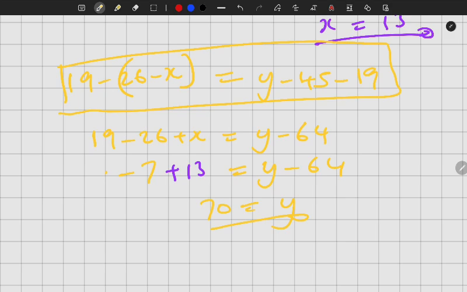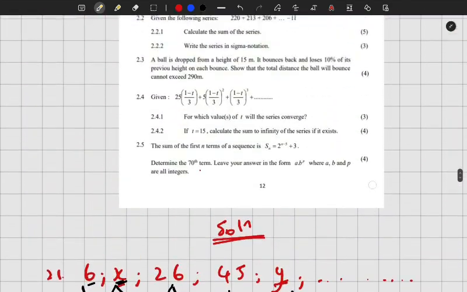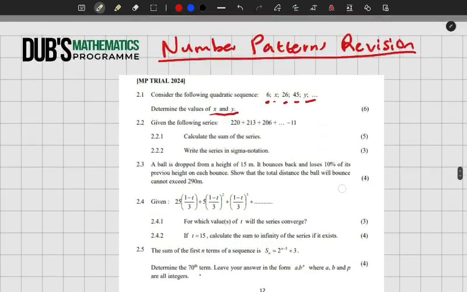So what is important here is just understanding the steps that we follow, understanding the property of a quadratic sequence.